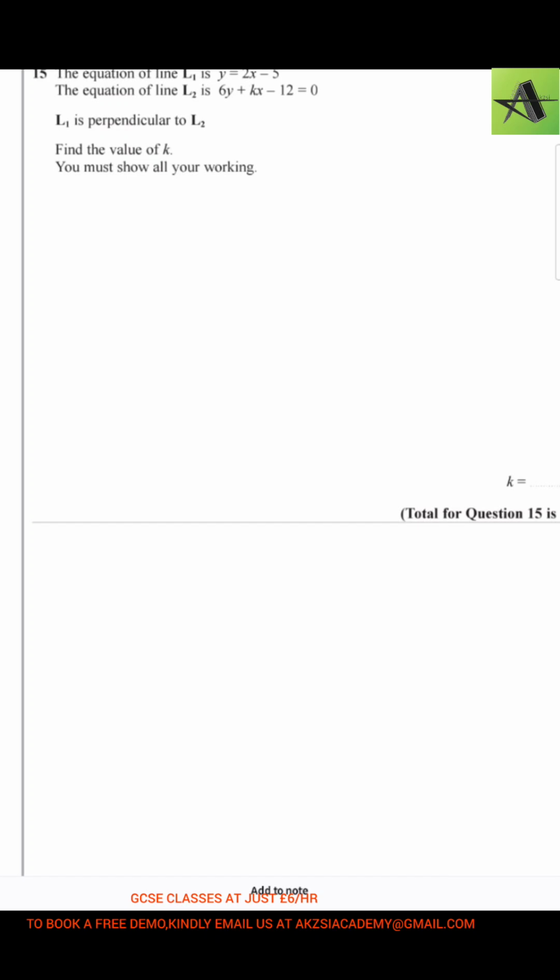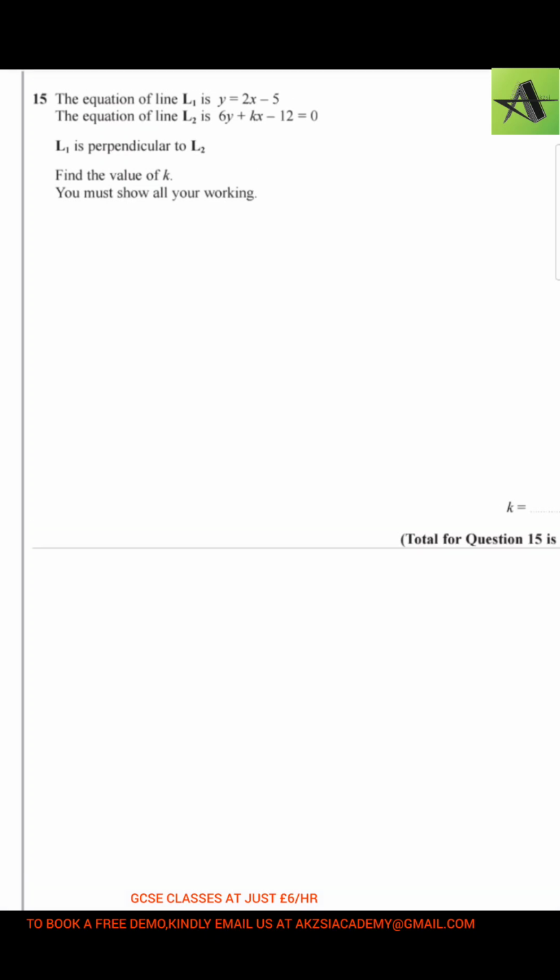So let me start with this question. The equation of a line L1 is y equals 2x minus 5, and the equation of line L2 is 6cy plus kx minus 12 equals 0. The relationship between these two lines is that they are perpendicular to each other. We have to find the value of k.